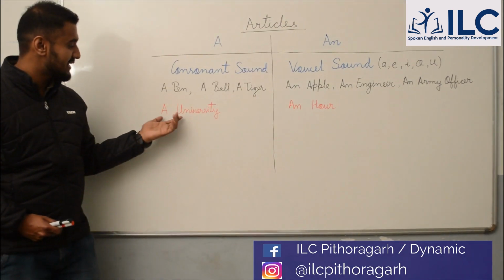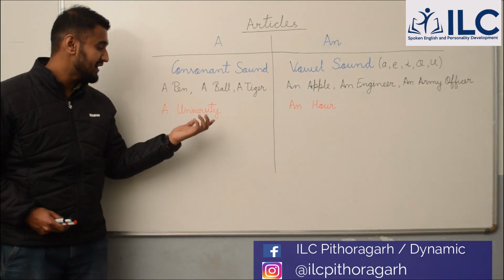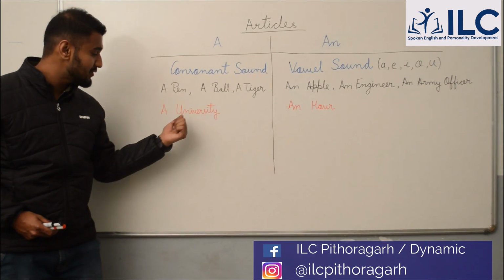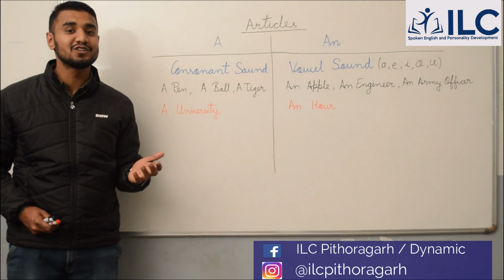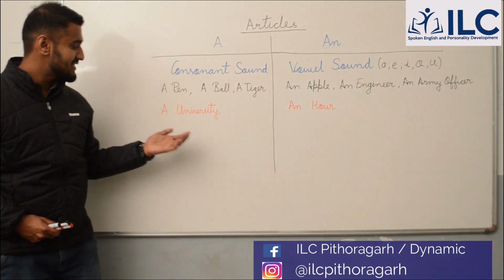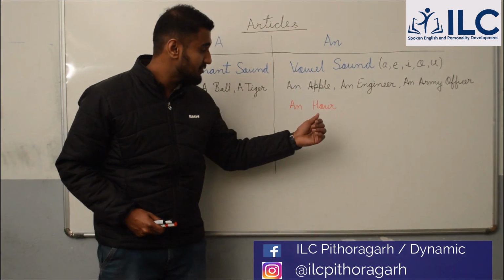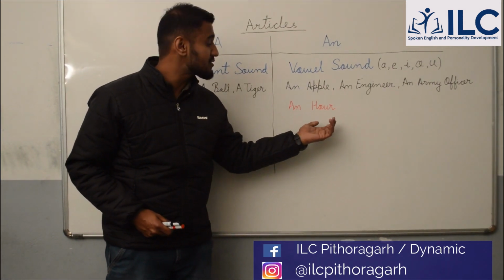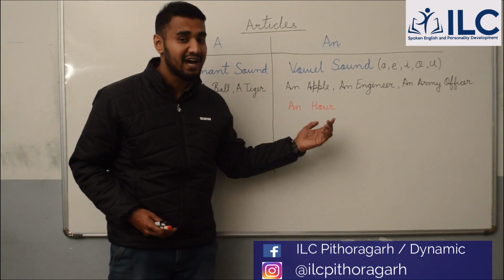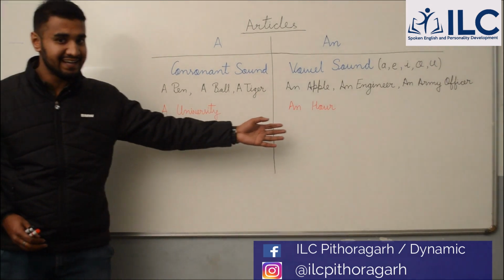Now, the examples are a university. We don't say an university. Why? Because university, even though it starts from u, the pronunciation is consonant. It's yu. That's why we use a university. And hour. Even though this word starts from h, we say an hour because of the way we pronounce it. We don't say hour with an h sound, but hour. So, this is the use of a and an.